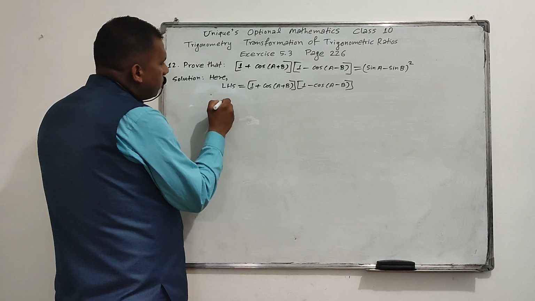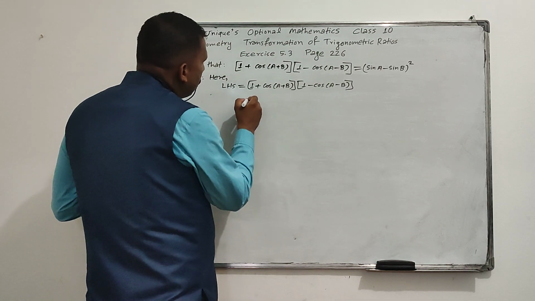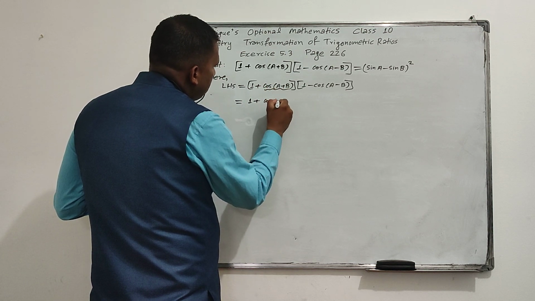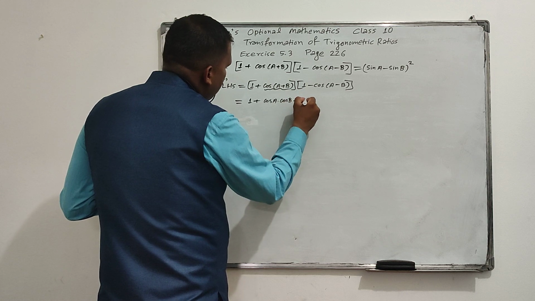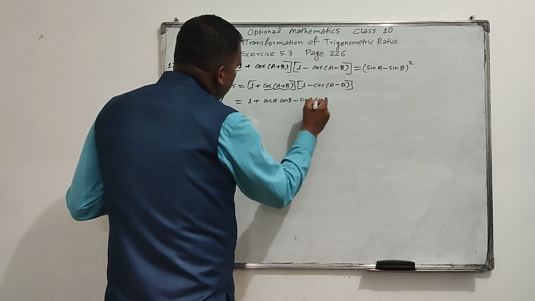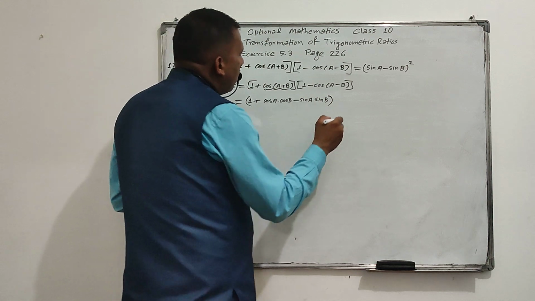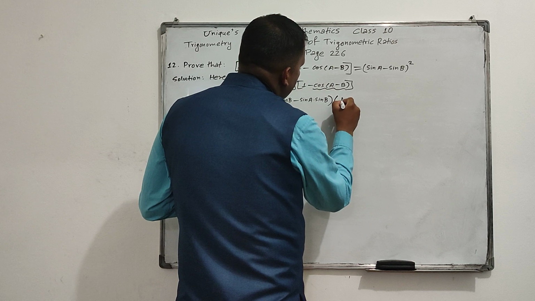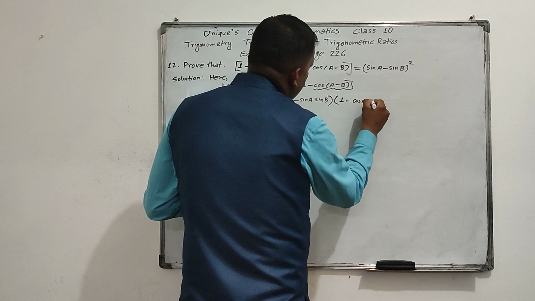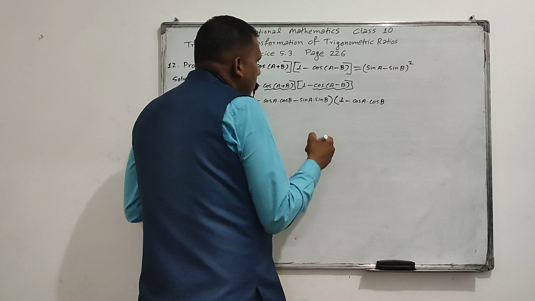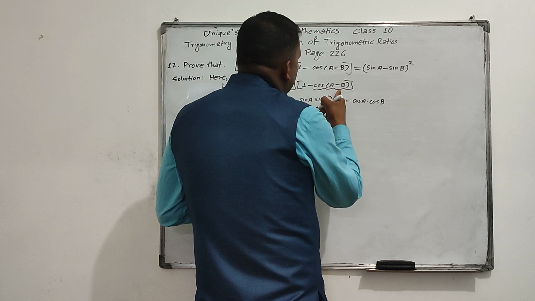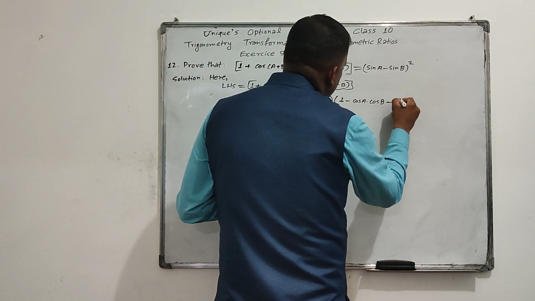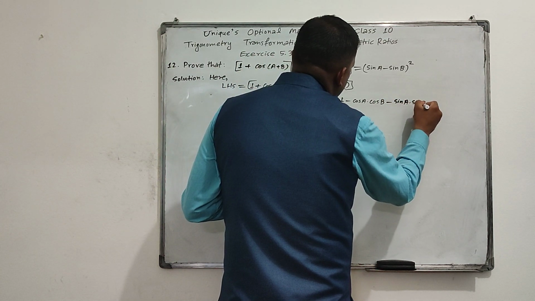Now this equals 1 plus cos A plus B, that is cos A cos B minus sin A sin B, and 1 minus cos A minus B, that is minus, opening the bracket, cos A cos B plus sin A sin B, so the sign changes on opening: minus cos A cos B, then minus sin A into sin B.